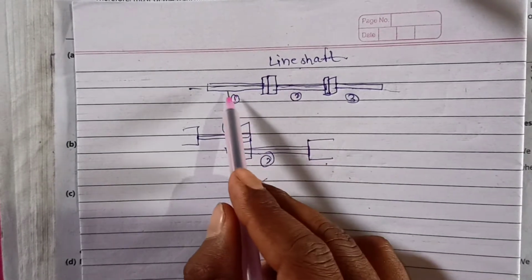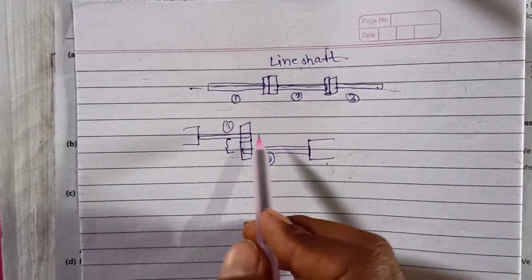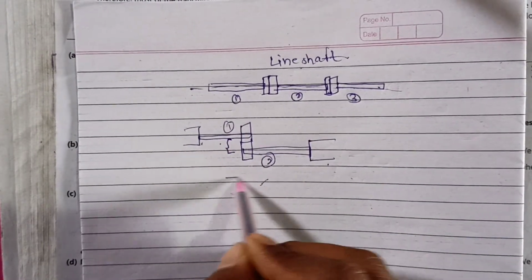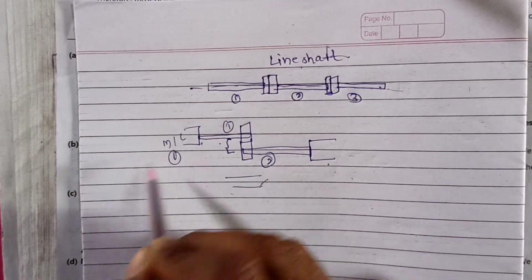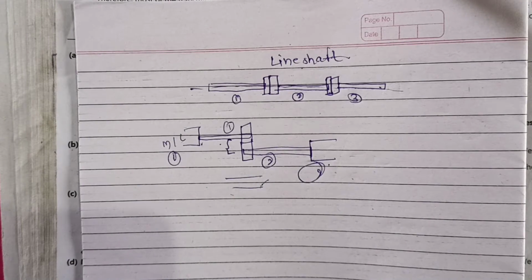In a line shaft the axes are coaxial with each other, but in a counter shaft the axes are parallel with each other, and it transmits motion from one machine component to a second component. This is a counter shaft.